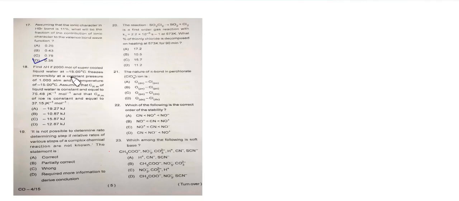Here it is an irreversible process. I will write the pathway. The supercooled liquid water at minus 15 degrees Celsius. So I will write first water in liquid form. This is supercooled.